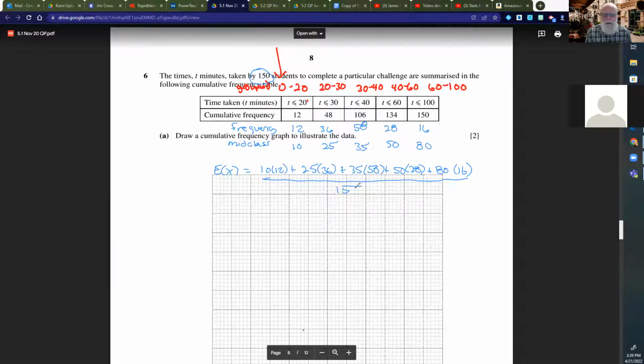Mm-hmm. Now, I'm going to write all this stuff, but I'm going to have the calculator do all the work. So you got a calculator with you? Yeah. Turn it on. Push menu. Do you know where statistics is? Yeah. Which one is it? 6. Exactly. All right, now we're going to go to number one, variable statistics, right? Yeah. Now, do you have a place for a number and a frequency? Mm-hmm. What number are you going to put in there? You're going to put 10, 25, 35, 50, and 80. Okay, then what frequency are you going to put in there? 12, 36, 58, 28, and 16. All right, do that.